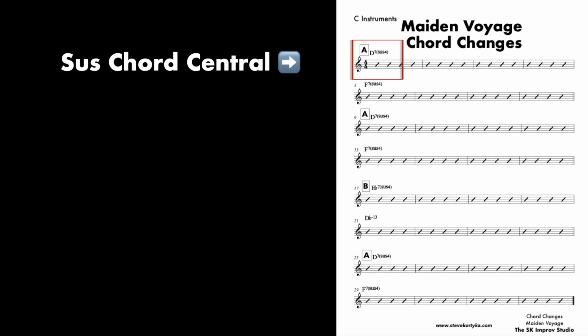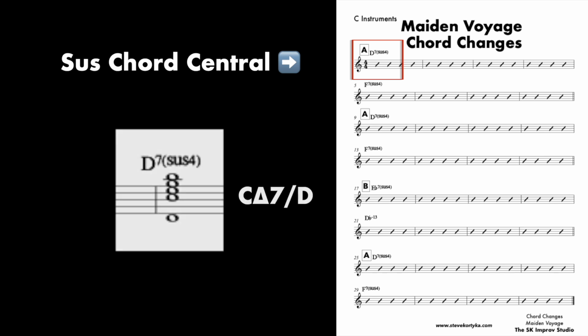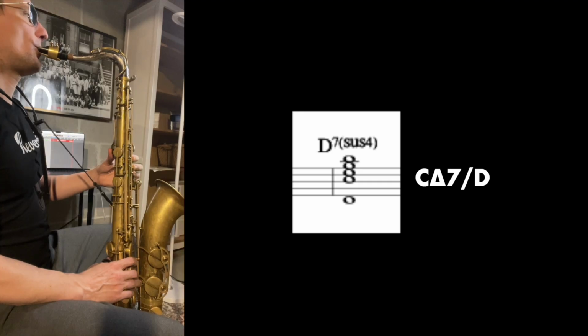Another way to think of a sus chord is if we look at the first chord of the tune Maiden Voyage, we have D7 sus. You can play C major 7 over the top of that chord or arpeggiate a C major 7 chord, and you'll get all of those great chord tones without playing the third, and this is the primary sound of a sus chord.